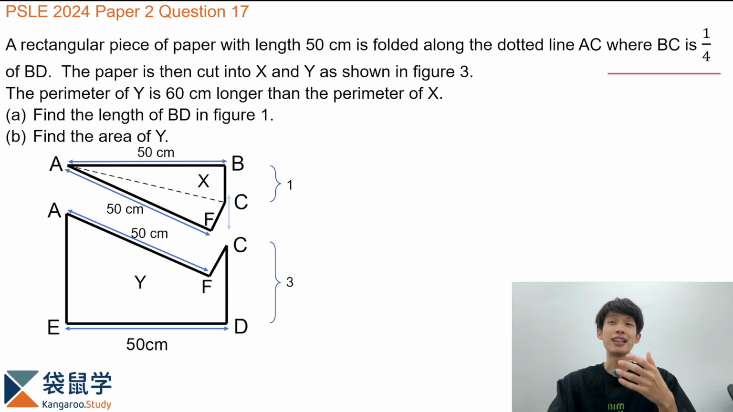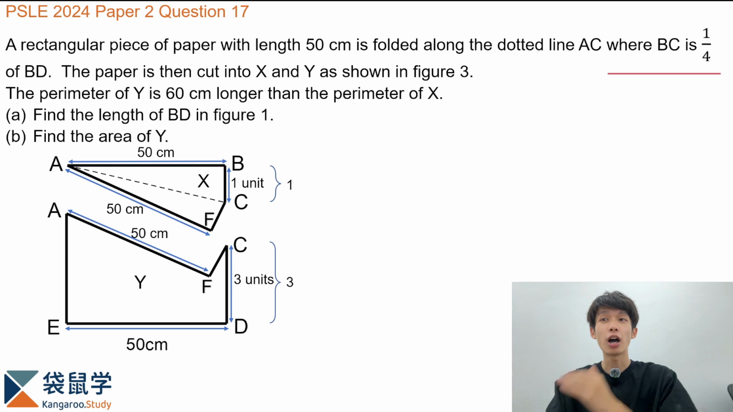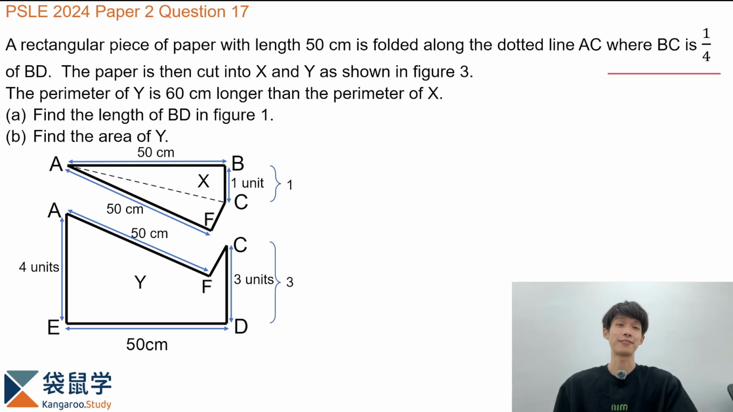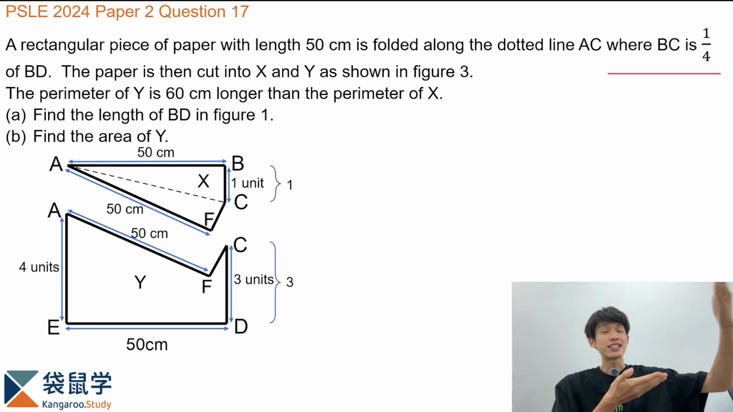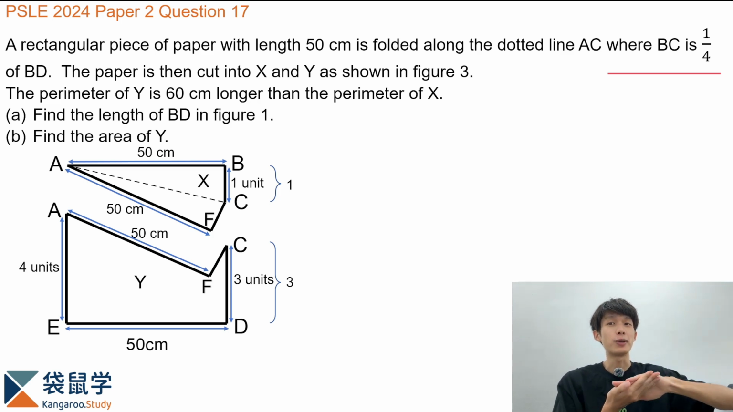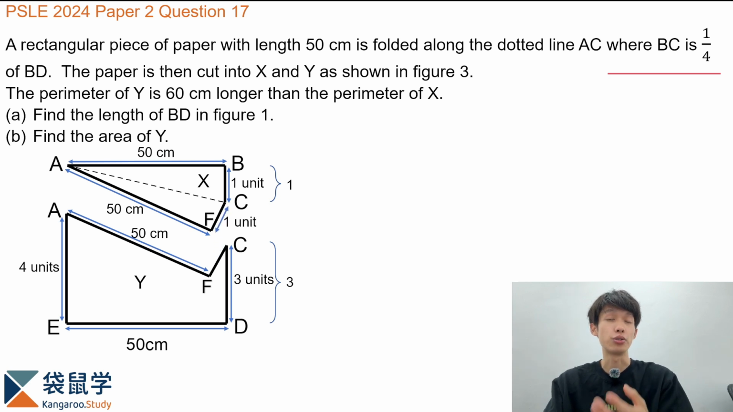For example, we can represent BC by using 1 unit. So how to represent CD? Yes, since it has a relationship 1 to 3, CD will be 3 units. So how about AE? AE will be a total of 4 units. And we are missing CF. How can we represent CF? Yes, the paper is folding, so BC after folding became CF. And how about their length? Yes, they are the same, so CF should be equal to 1 unit. And we have another CF, 1 unit.